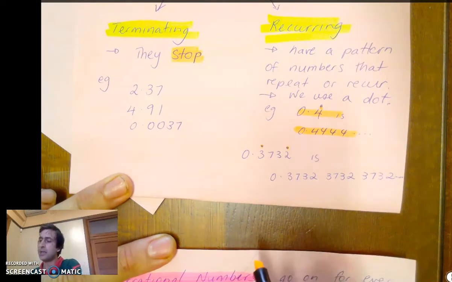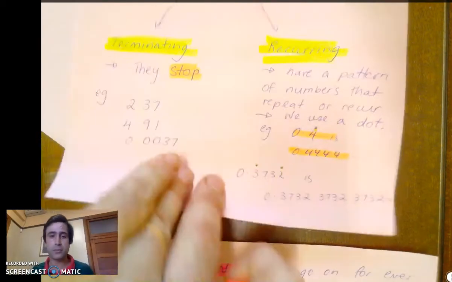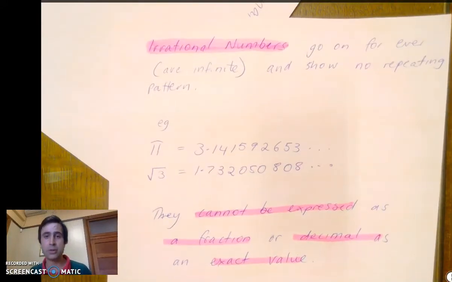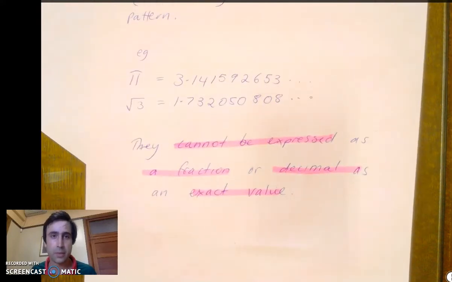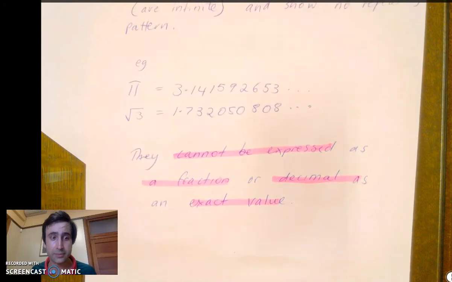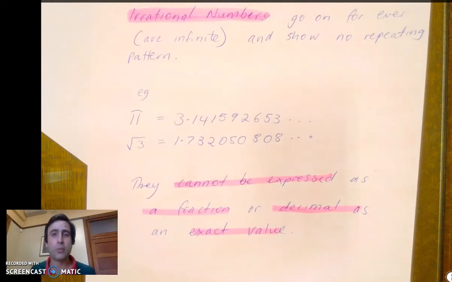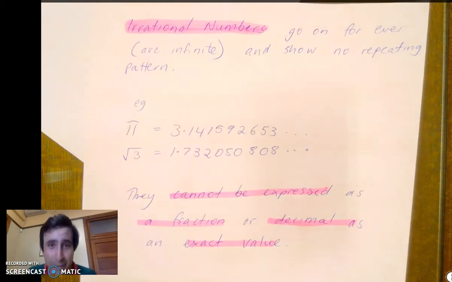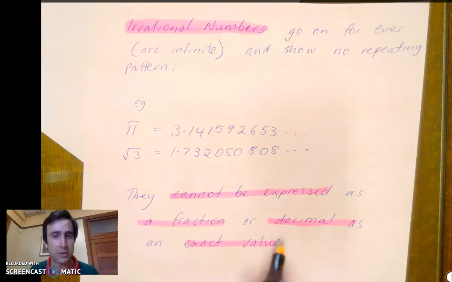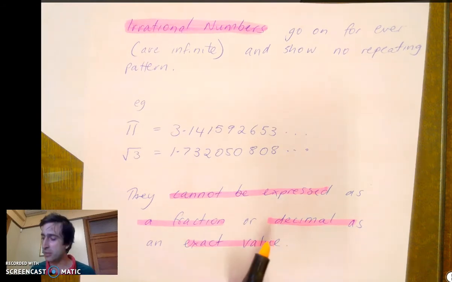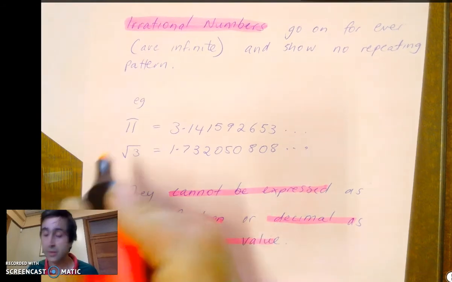Another type of decimal that we might come across is an irrational number, and we've looked at those. We know irrational numbers because they go on forever. They are infinite, but they show no repeating pattern. They cannot be expressed as a fraction or a decimal as an exact value. In other words, if you represent them as a fraction or a decimal, you have to approximate. So we represent them instead as a surd.